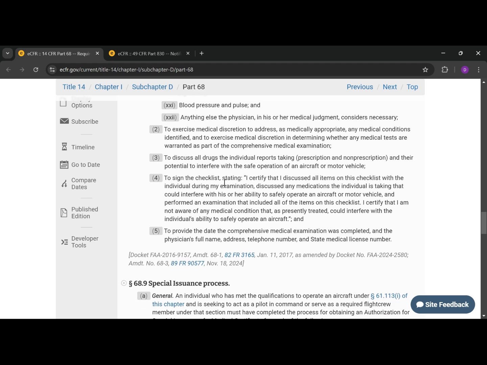They have to sign the checklist stating, "I certify that I discussed all items on this checklist with the individual during my examination, discussed any medications the individual is taking that could interfere with his or her ability to safely operate an aircraft or motor vehicle, and performed an examination that included all of the items on this checklist. I certify that I am not aware of any medical condition that, as presently treated, could interfere with the individual's ability to safely operate an aircraft," and to provide the date the comprehensive medical examination was completed and the physician's full name, address, telephone number, and state medical license number.